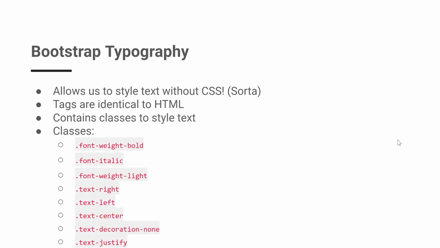So there's typography we can actually apply with Bootstrap. This allows us to style our text without CSS, sort of. The tags are identical to HTML, and they contain classes to style the text. Some of the classes are font weight bold, italic, light. We can align the text right, left, center, text decoration none, and justify.